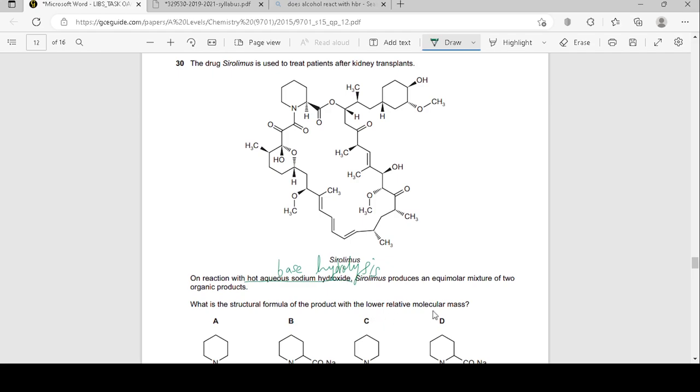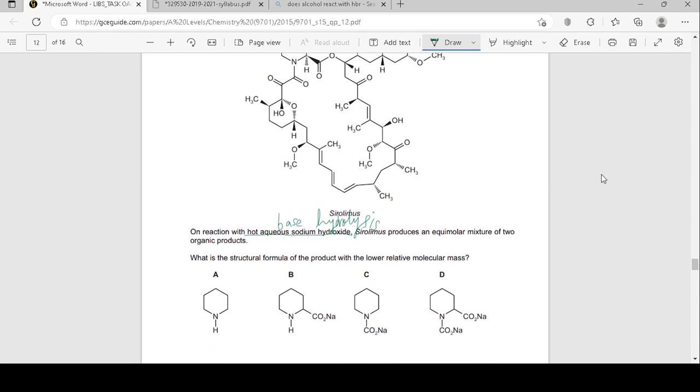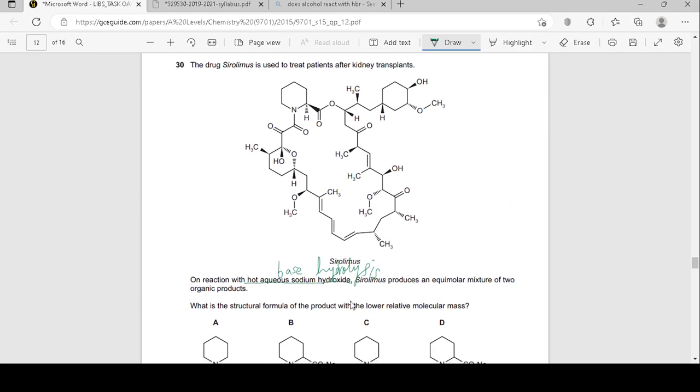Okay, so an equimolar mixture of two organic products. If I'm assuming it's base hydrolysis, or could it also be nucleophilic substitution, with hot aqueous sodium hydroxide? Let me just hydrolyze it first, at the ester places. Are there any esters here? I see one ester, I think. I can cut it from here. Any other ester? That's not really an ester.